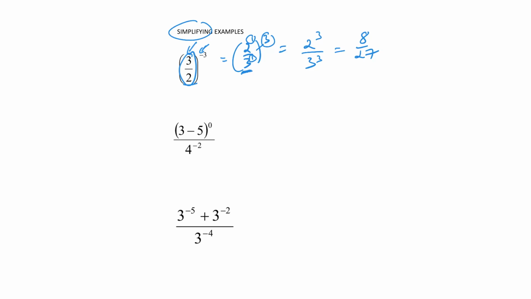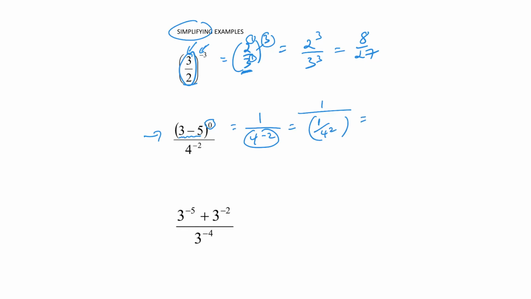This next one, you can do BEDMAS first, the brackets first, but I know anything to the power of 0 is going to be 1. So I don't have to waste time on 3 minus 5. I know that the entire numerator is going to be a 1. And over here, what's 4 to the power of negative 2? I'll put here 1 all over, and this piece becomes 1 over 4 squared.